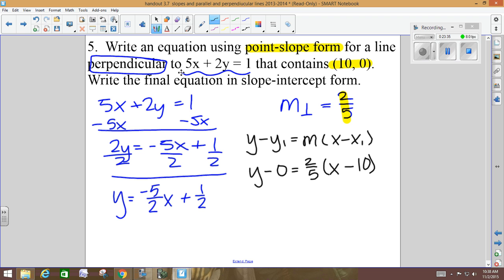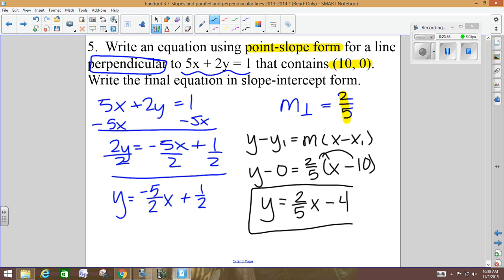To get it into slope-intercept form, I get to distribute. On the left side, y minus 0 just becomes y. Distribute in, 2/5 times x is 2/5 x. 2 times 10, 20, divided by 5, 4. So this would be -4. This line in black is perpendicular to the given line in blue. They have opposite reciprocal slopes. When they intersect, they'll make a 90-degree angle.